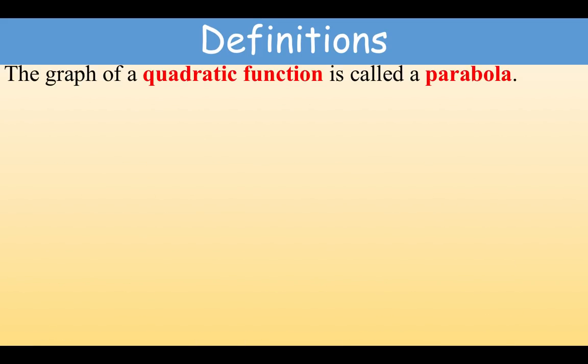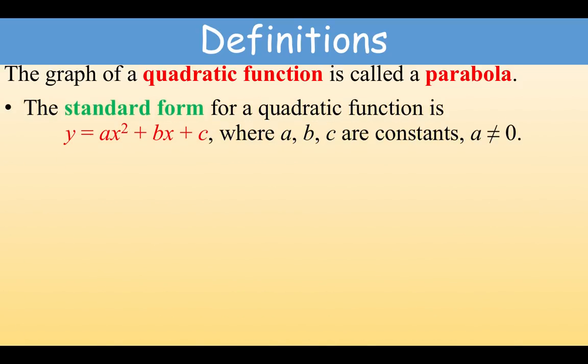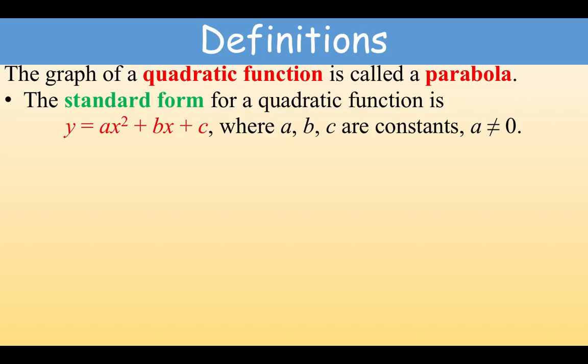So here are some basic definitions. The graph of a quadratic function is called a parabola. So that's why I've been using them interchangeably. I say quadratic function or I say parabola. The standard form for a quadratic function is y equals ax squared plus bx plus c, where a, b, and c are constants and a cannot be equal to 0. If a was 0, then this whole x squared term goes away, and what you would actually have is a linear function. So that's why a cannot be 0. This is your standard form.